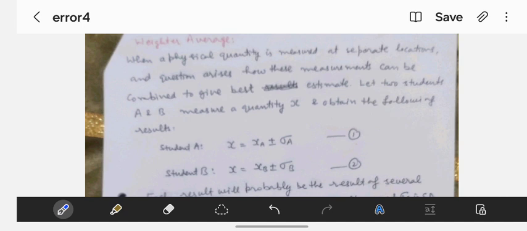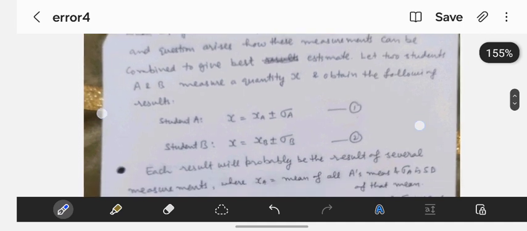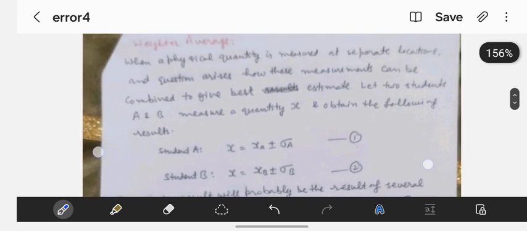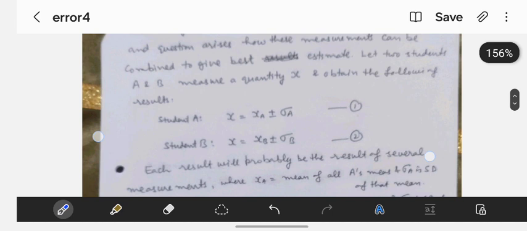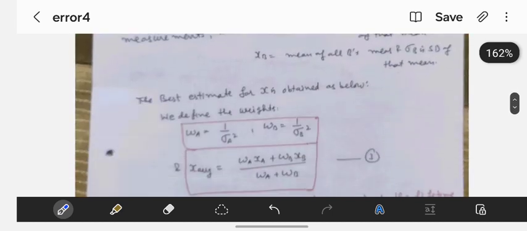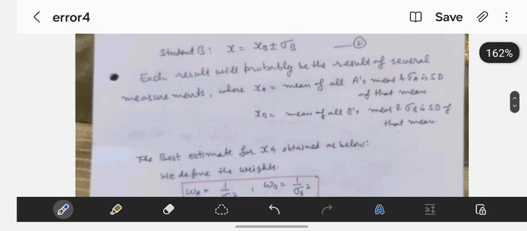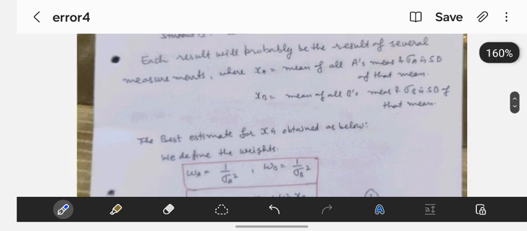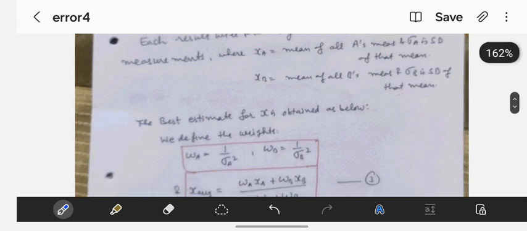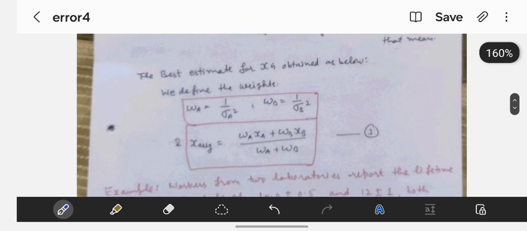When a physical quantity is measured at separate locations, the question arises of how these measurements can be combined to give the best estimate. Let two students, A and B, measure quantity X and obtain the following results. Student A gets XA plus or minus sigma A. Student B gets X equal to XB plus or minus sigma B. Each result will probably be the result of several measurements, where XA is the mean of all of A's measurements and sigma A is the SD of that mean, that is, the standard deviation, and XB is the mean of all of B's measurements and sigma B the SD of that mean. The best estimate for X is obtained as follows.